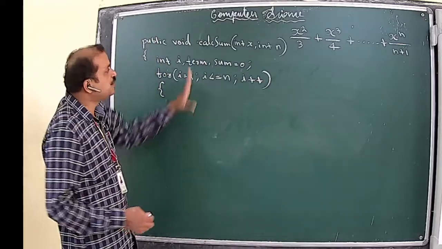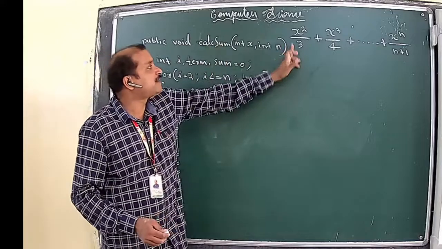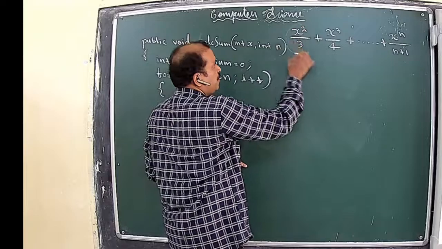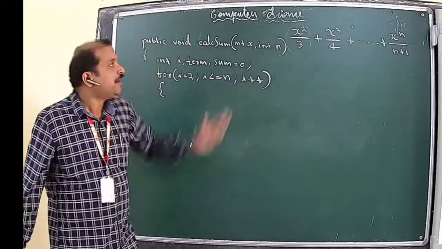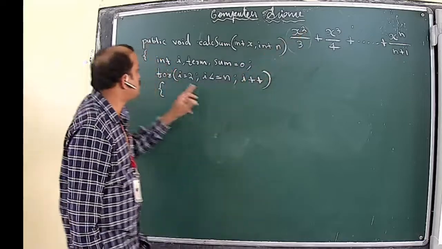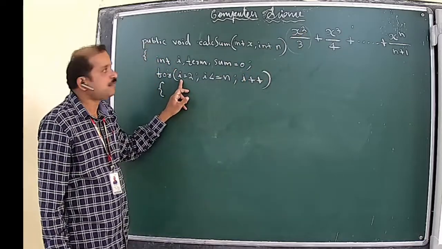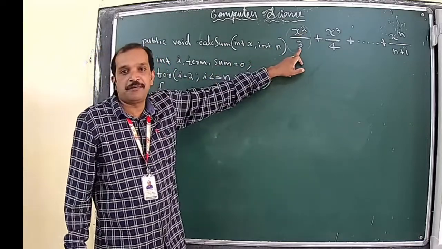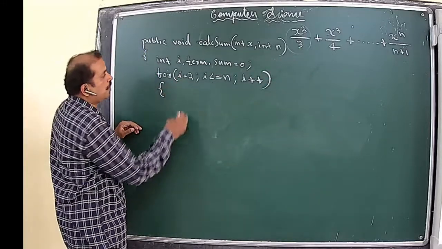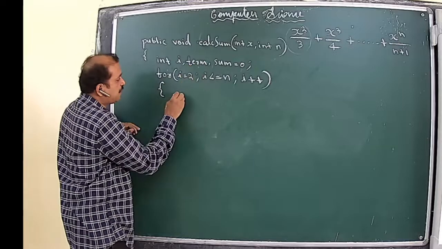task is to first find the value of this term, a particular term. That is, let us say this term, for example, x raised to 2 divided by 3. So the value of this 2, this is already there in I. And the value of this value can be very easily found by using I plus 1. So first of all, we will find the value of this term here.